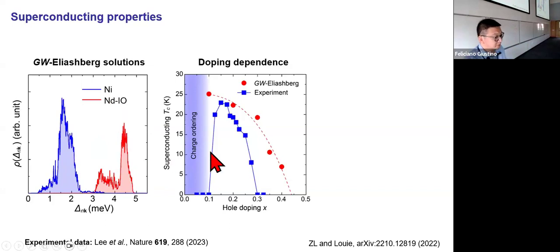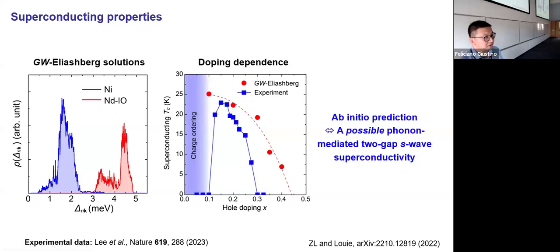And that makes the superconducting TC around optimal doping or at lower doping to be around 20 Kelvin, in good agreement with experiment. And the doping dependence also follows the experimental trend. This calculation shows that we can make a prediction, based on our calculation, that the self-energy effects can possibly let the phonon-mediated superconductivity show up. So one cannot quickly exclude this possibility in this material.